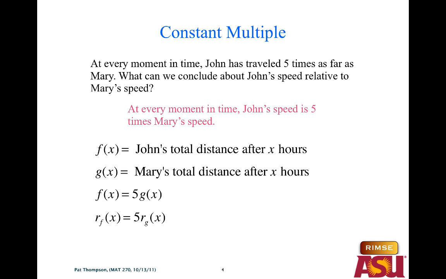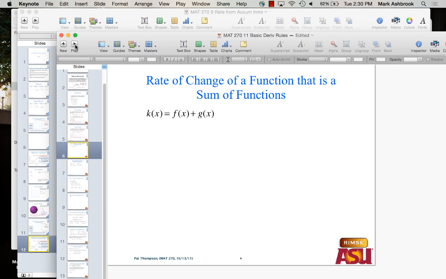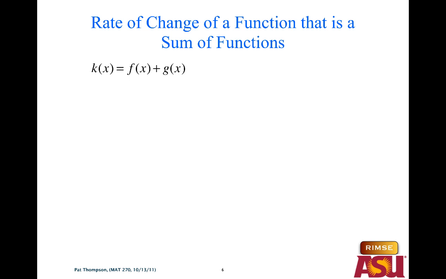Okay, in terms of the derivation of that, I think that'll be a little homework exercise. So we'll just leave that to you. But that's the rule. If you have a constant times a function, the rate of change is that same constant times the rate of change, right? 5 times R of G. All right, next one. So we got 2 rules. If you have a constant by itself, the rate of change is 0. If you have a constant times a function, the rate of change of that is constant times the rate of change of that function.